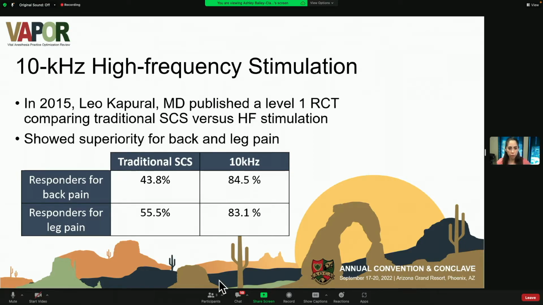So it showed that our traditional spinal cord stimulation was near that 50-50 club that Dr. McHale talks about: 43% for back pain, which has always traditionally been a little bit harder, and 55% for leg pain. For the high frequency group, they got up to 84% for back pain and 83% for leg pain. So again, this did show superiority, and this was the first level 1 randomized control trial going head to head. There is some postulation that this higher frequency stimulation stimulates more A beta fibers, while our lower frequency stimulation, as was discussed, does more of the A delta and C fibers.